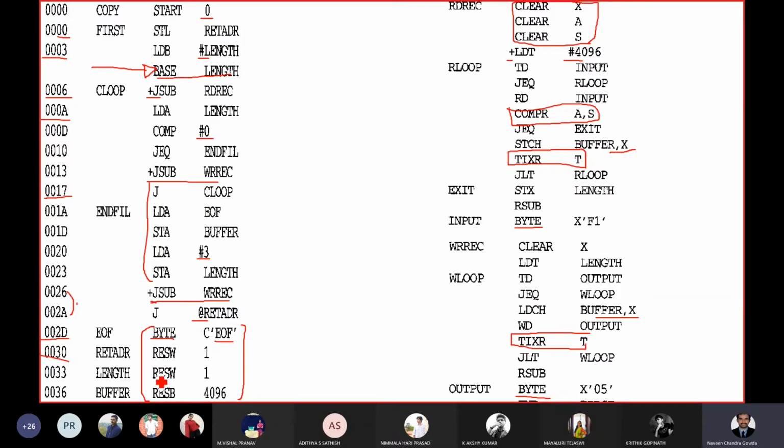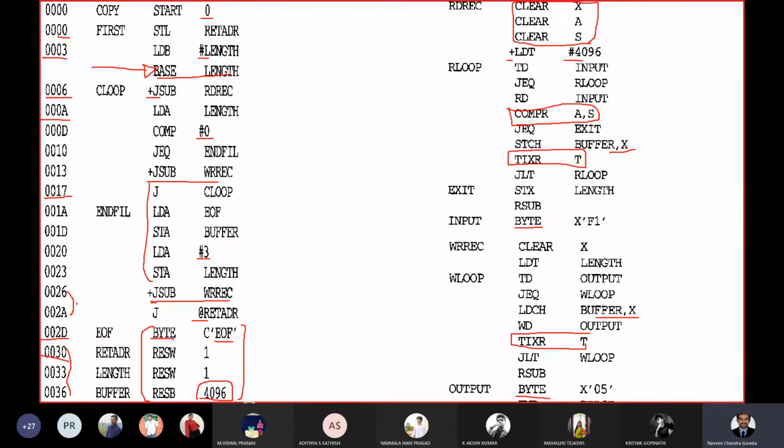And when it comes to BUFFER RESB 4096, this story we discussed in case of SIC. So as it is reserve byte 4096, you will be allocating 4096 bytes. I repeat, you will be allocating 4096 bytes. So this 0036, whatever you have, you will have to add 4096 to it, but this 0036 is in hexadecimal and this 4096 is in decimal. So first you should convert 4096 into hexadecimal. When you convert 4096 into hexadecimal, it will become 1000.